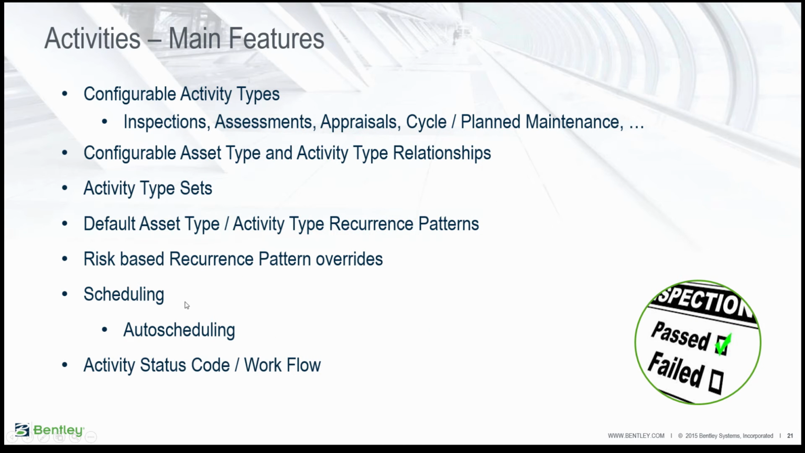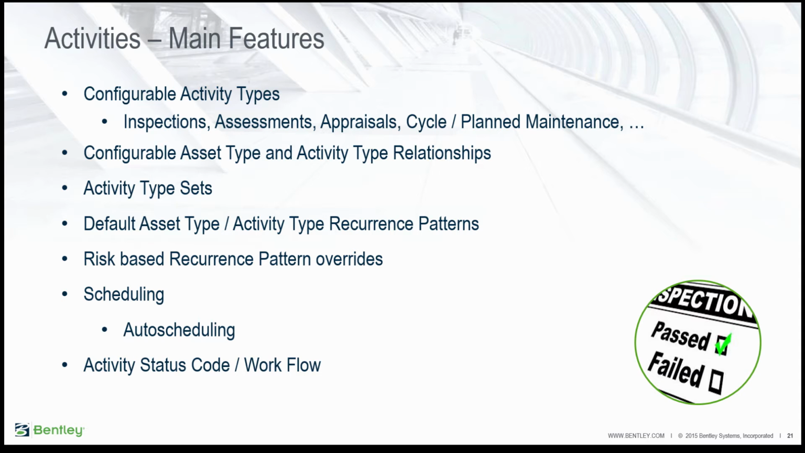An activity is a generic name we give to things such as inspections, assessments, appraisals, or even planned or cyclic maintenance such as grass cutting or gully emptying. And AssetWise supports the configuration of multiple activity types with attribution to best support your business needs. It also supports a relationship model between an activity type and an asset type, therefore restraining an asset type to only the activities that are appropriate for that particular asset type.